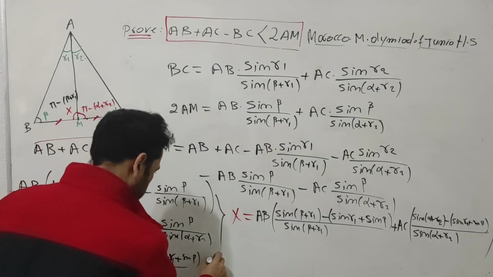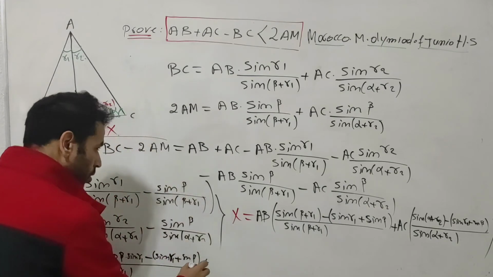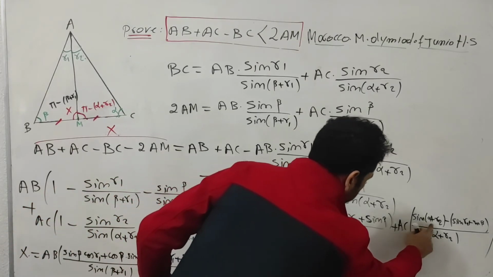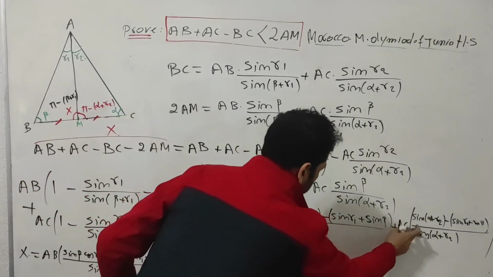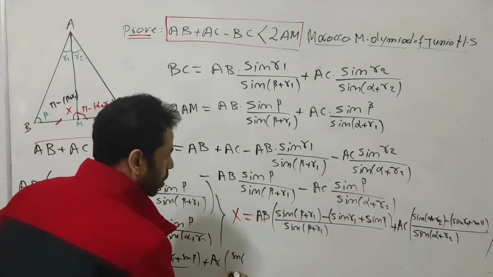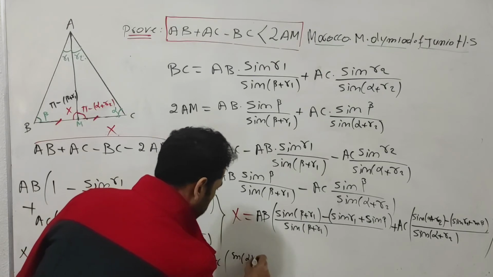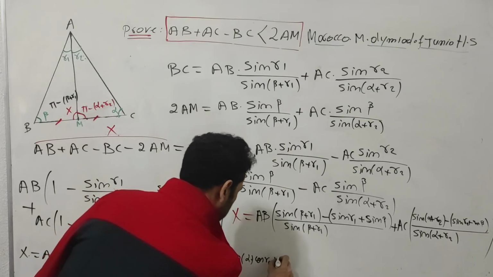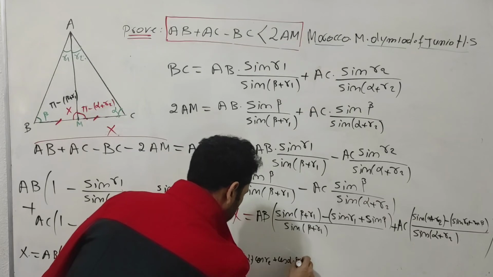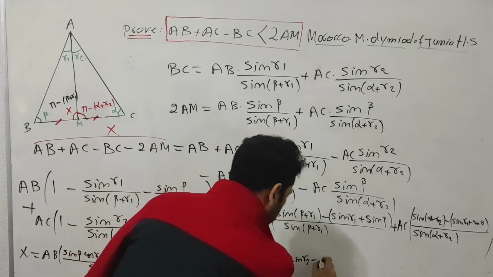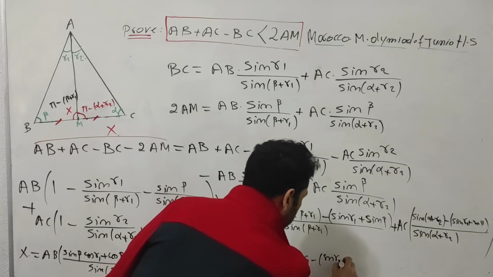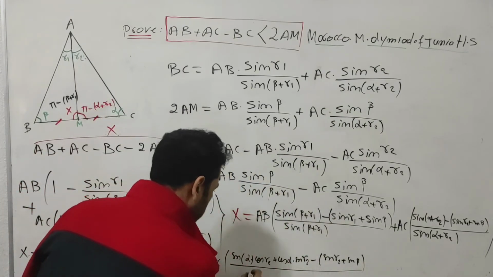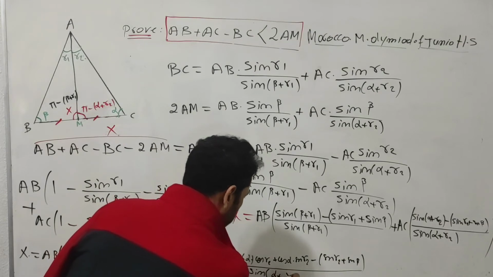Plus the second term. Second term I will have AC multiplied by sine of, I'm going to distribute this one, sine of alpha plus gamma 2 by using the trigonometry formula as well. I will have sine alpha multiplied by cosine gamma 2 plus cosine alpha multiplied by sine gamma 2 minus sine of gamma 2 plus sine beta. The whole thing is divided by sine of alpha plus gamma 2. Okay?